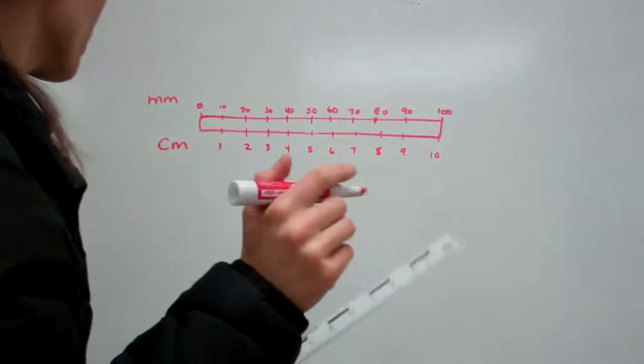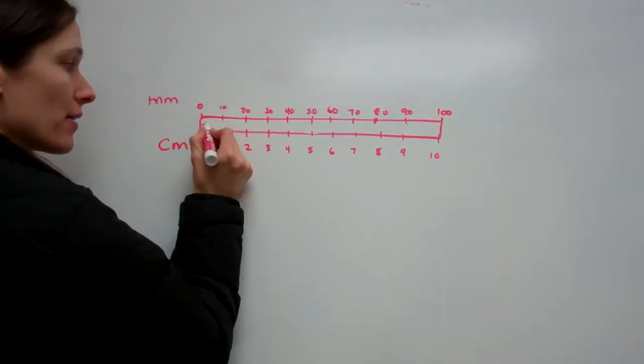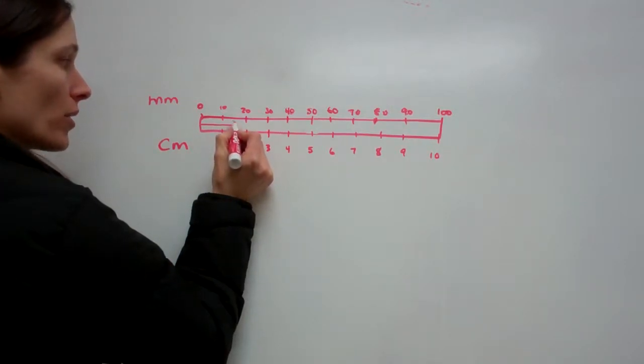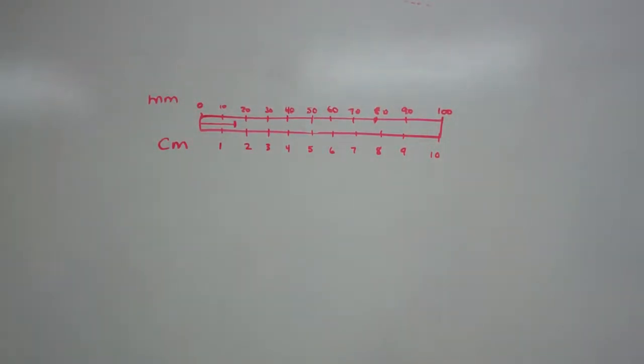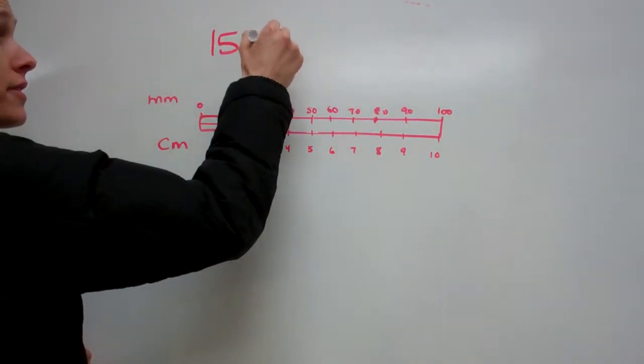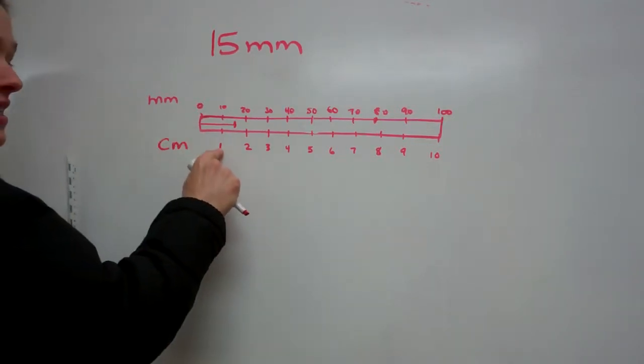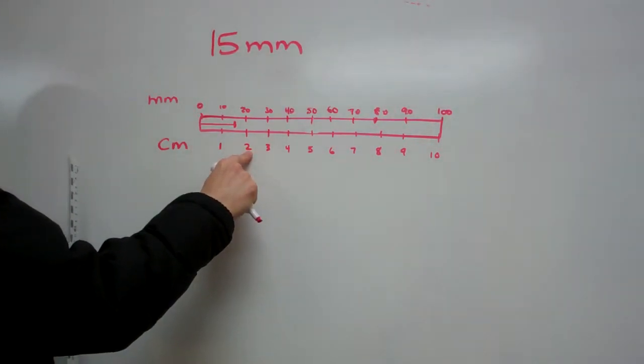If I asked you, how long is this line, what would you tell me? Now it's two things. 15 millimeters. And it's 1 centimeter and 5 millimeters. Yes, you're thinking. Actually, what is this in between 1 and 2?